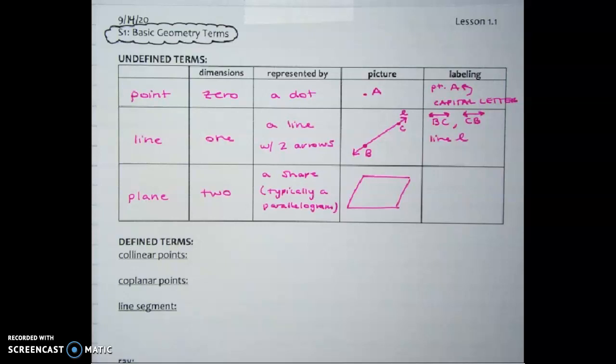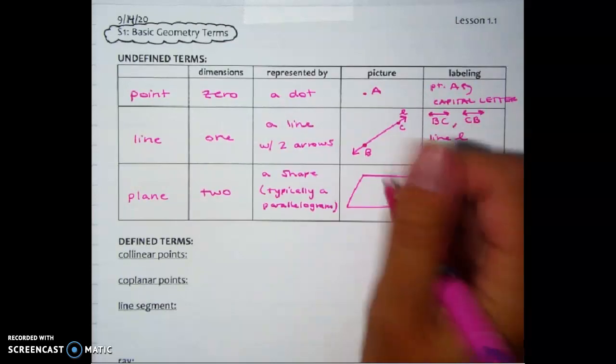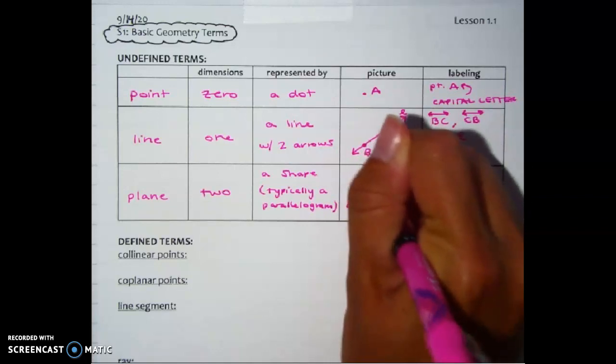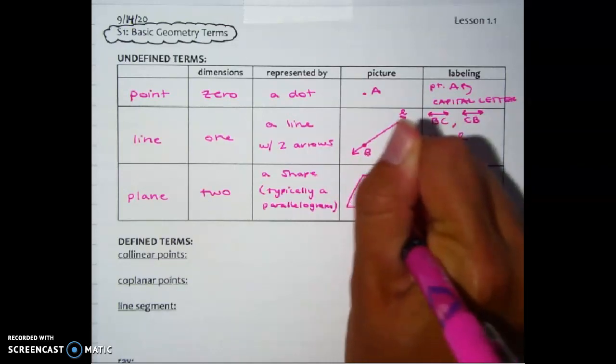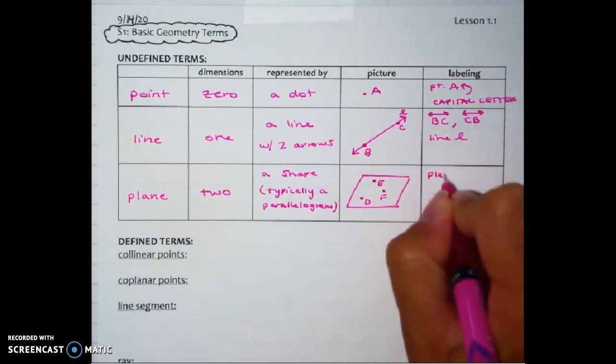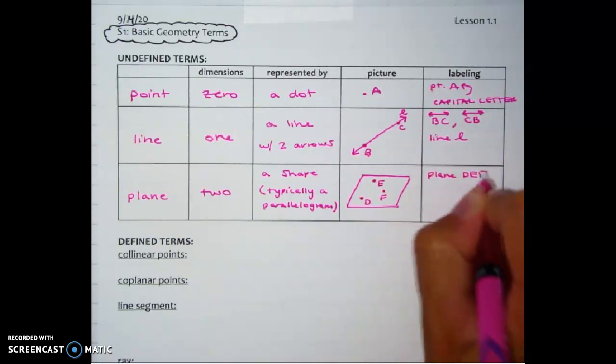So the first one is, again, going back to points. Now you can't use 2 points. We'll talk about why in a little bit, but you have to use 3 points. And those 3 points cannot all be in a single line. They have to be staggered from each other. So if I put point D, point E, and point F, capital letters, dots, those are points, then I can name this plane, plane DEF.